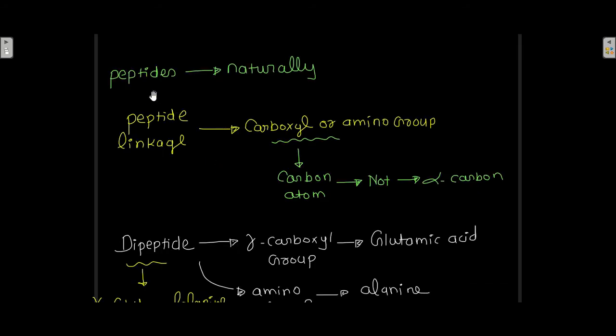Now, there are several peptides that occur naturally in which there is a peptide linkage involving a carboxyl group or amino group which is attached to a carbon atom that is not the alpha carbon. In the ribosomally incorporated amino acids, the carboxyl group and the amino group are both attached to the alpha carbon, but there are many naturally occurring peptides which don't have the carboxyl group or amino group attached to the alpha carbon. It may be attached to some other carbon, and even then the peptide linkage exists between that carboxyl group or amino group.